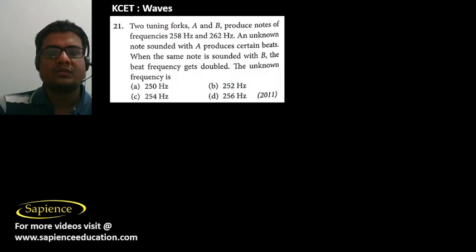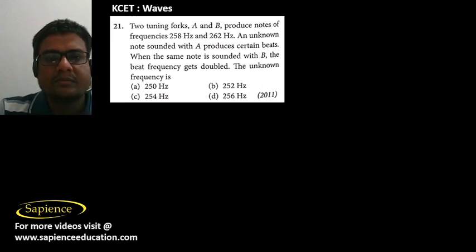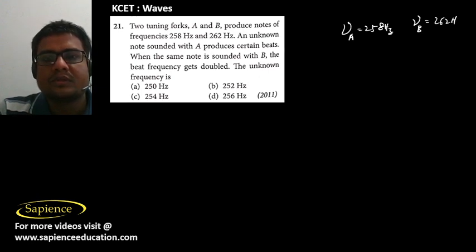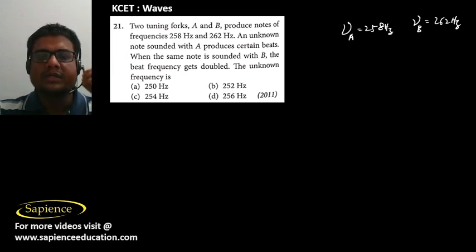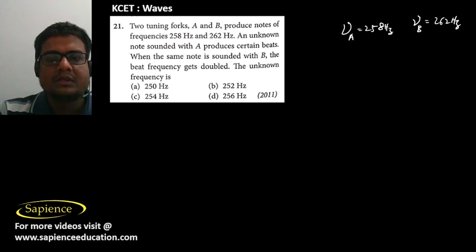So here it is told two tuning forks A and B produce notes of frequencies 258 Hz and 262 Hz respectively. An unknown note sounded with A produces certain beats. When the same note is sounded with B, the beat frequency gets doubled. The unknown frequency is?